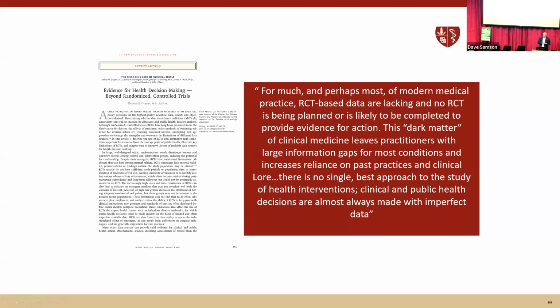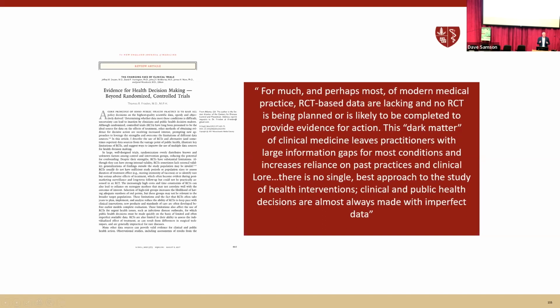This is a great paper in the New England Journal a few years ago, Evidence for Health Decision-Making Beyond Randomized Clinical Trials. And I like this because, read the last sentence, there is no single best approach to the study of health intervention. Clinical and public health decisions are almost always made with imperfect data. That is certainly true. We learned this during the pandemic, right? Every day we're learning and making decisions on imperfect data.